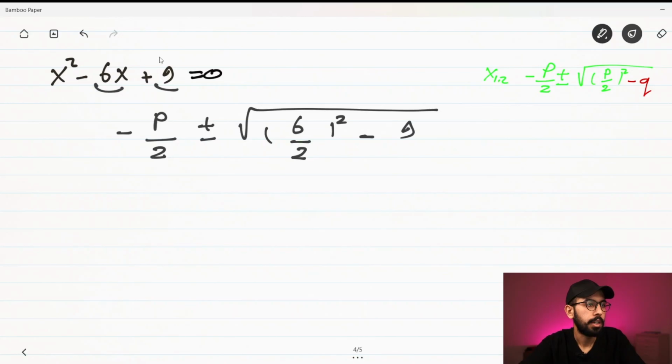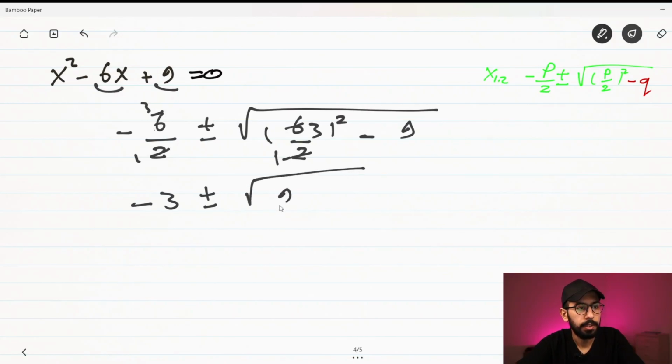I forgot to put the 6 here. So 6 over 2 is 3, and we have minus 3 here. Plus or minus stays as it is. Inside the root we have 3, and 3 to the power of 2 is 9. So it will be the root of 9 minus 9, which is the root of 0, and the root of 0 is 0, so we have just minus 3.